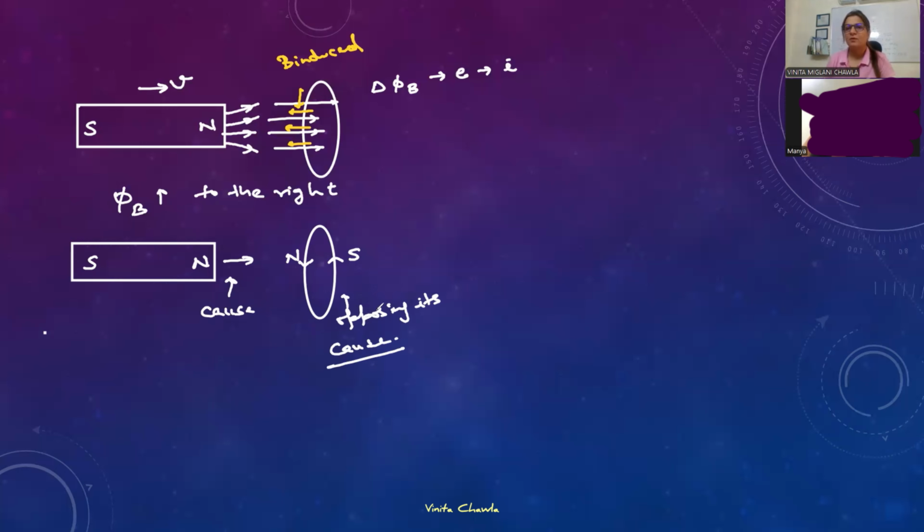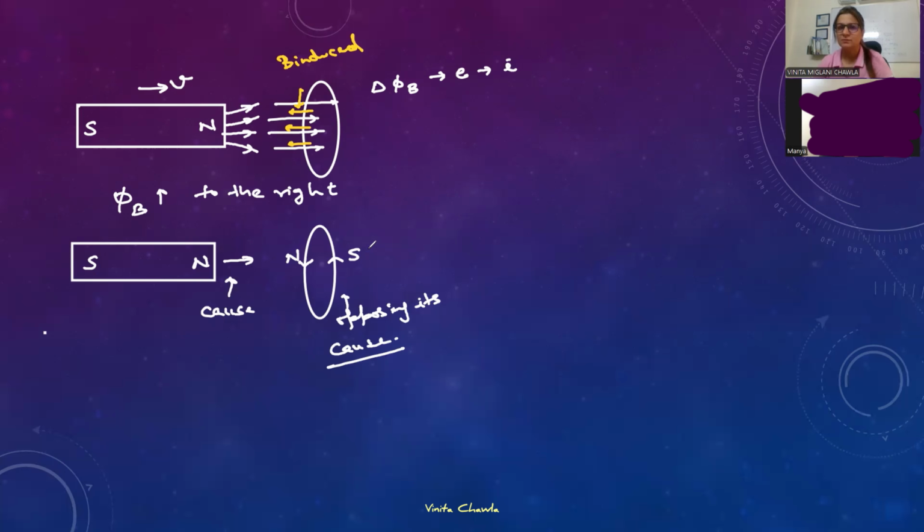Why is current induced in the coil? Current is induced in the coil because there is a change in flux, because this magnet was moving towards the coil. And this coil is opposing the change because of which it is induced. इसी की वजह से इसमें करंट इंड्यूस है और ये इसी को अपोज कर रहा है. I hope this part is clear.